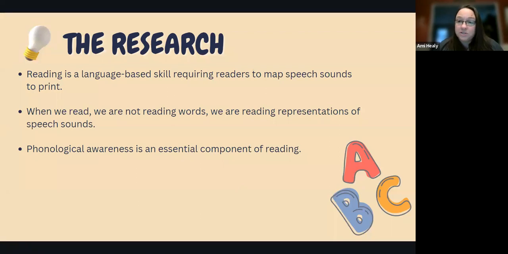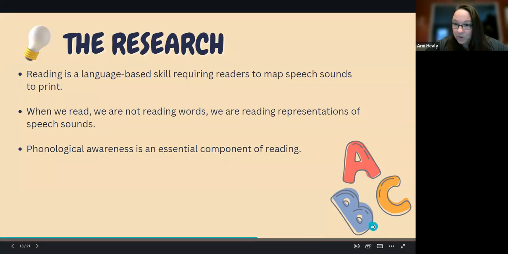When we read words, we're not really reading the actual words. If you think about it, we are reading representations of speech sounds. So we have the speech sound, the phonemes, and the grapheme, the letter or letter combination, is the representation or symbol for those sounds. We also know through research the importance of phonological awareness and how essential that component is for reading. This sums up a lot of what we've been talking about.